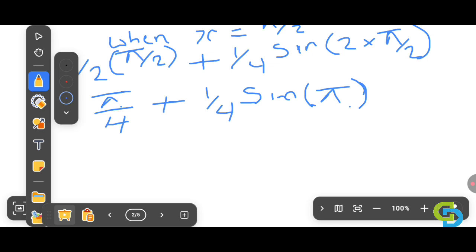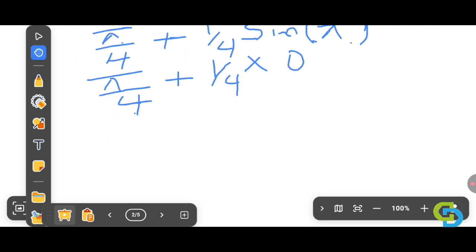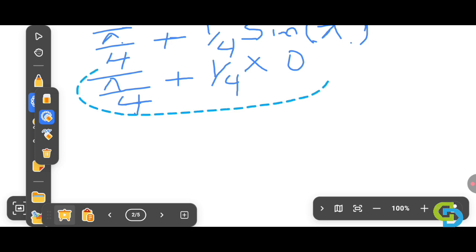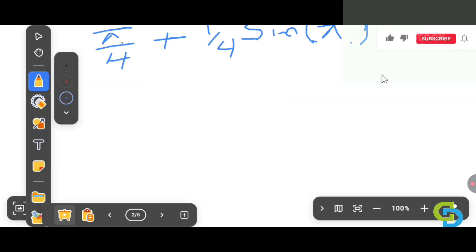So we have this as pi. Okay, so in here we have that as pi. So here we have pi over 2 plus 1 over 4. When you have sine of pi, you have that to be 0. Let's cancel this one first. Okay, let's work with this. Sine of pi is equal to 0.